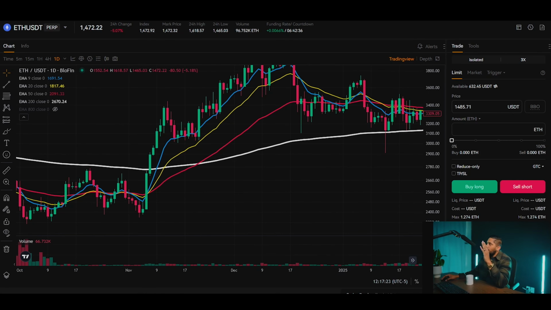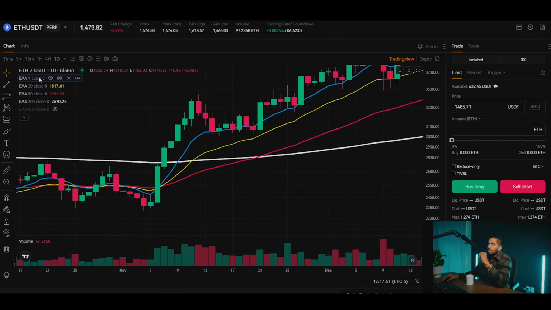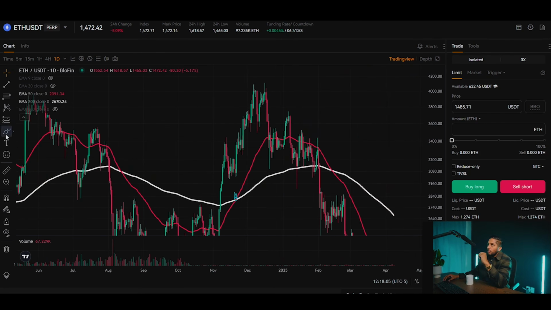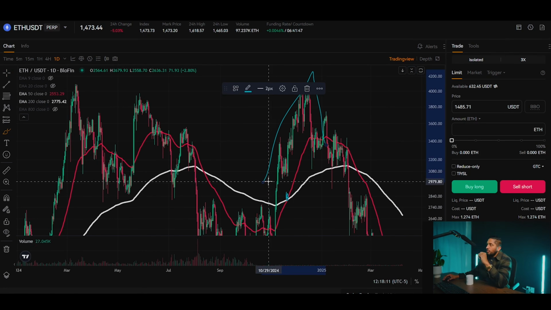So for example, if the 9 EMA crosses above the 20 or the 50, short-term momentum is turning bullish. If the 50 EMA crosses above the 200, which is the golden cross, that's strong confirmation for a long-term uptrend. Right here, if we look at the 50 and the 200 like we did a moment ago, it crossed. And so what happened after that? It turned extremely bullish. It's very important to look for this golden cross.